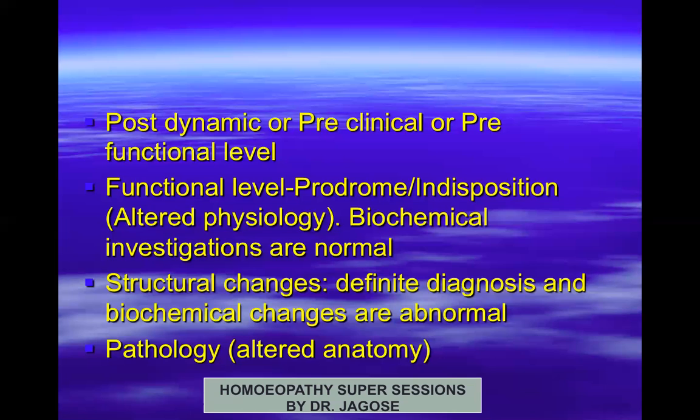In an indisposition, if you remove the external cause, health is maintained. In a true chronic disease, there is no external cause to be removed. The internal cause has to be mitigated. The internal cause here is the miasms, which are responsible for the different expressions thrown out by the patient. This is the basic difference you all must know. And in this phase, if you do some investigations, the biochemical investigations will come out to be normal.